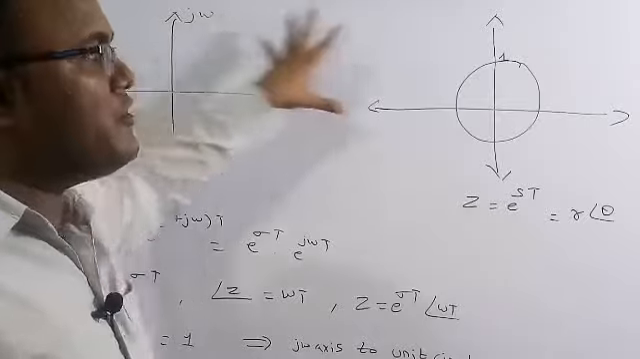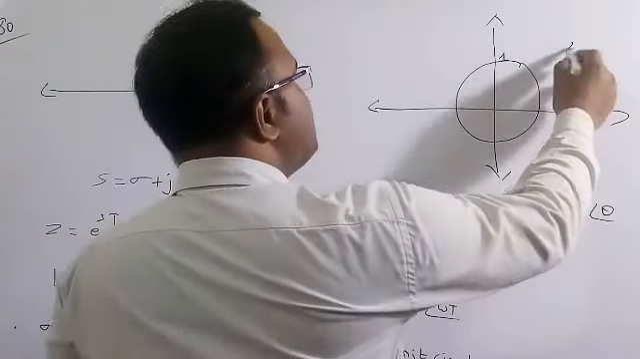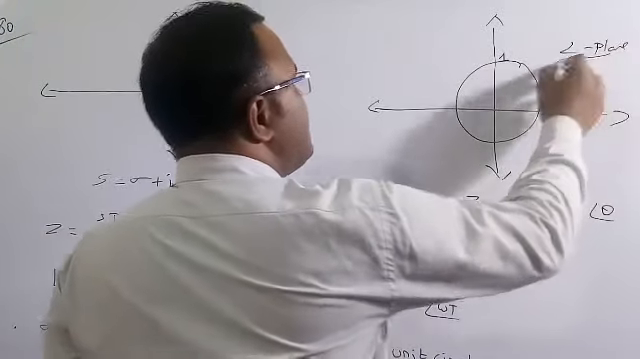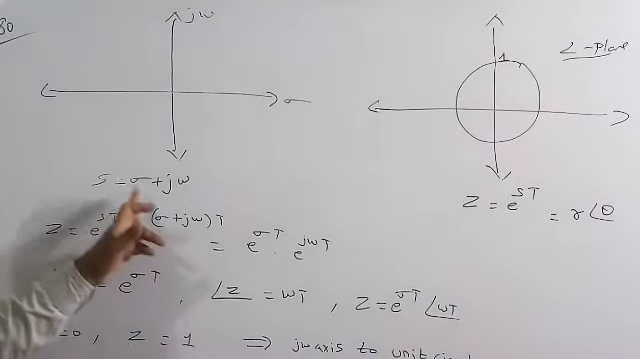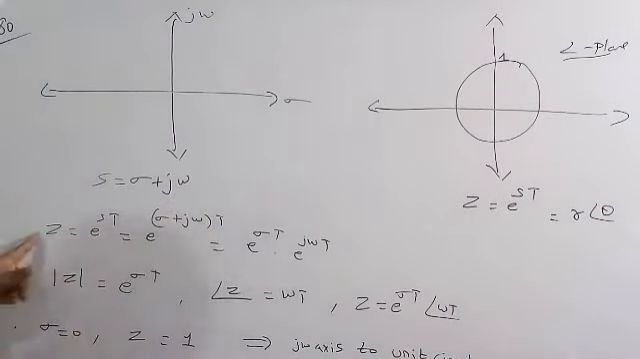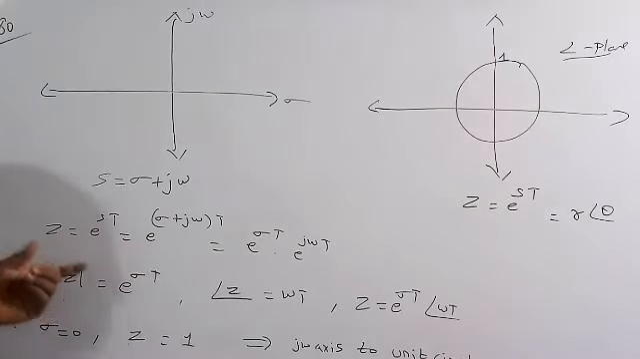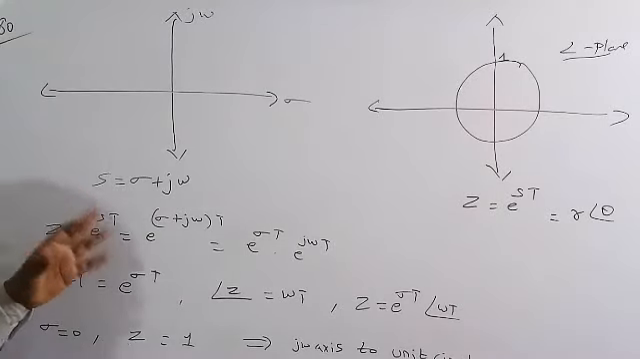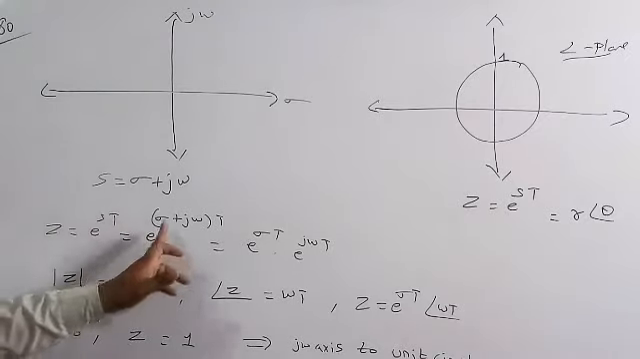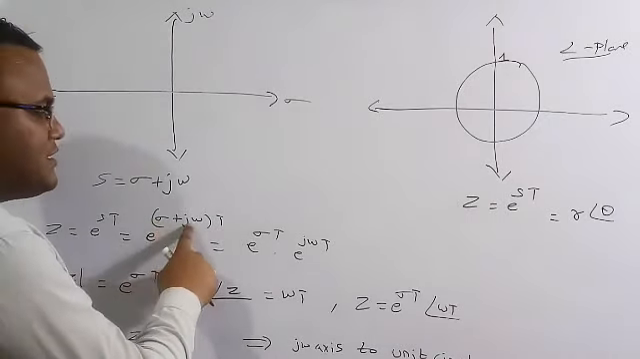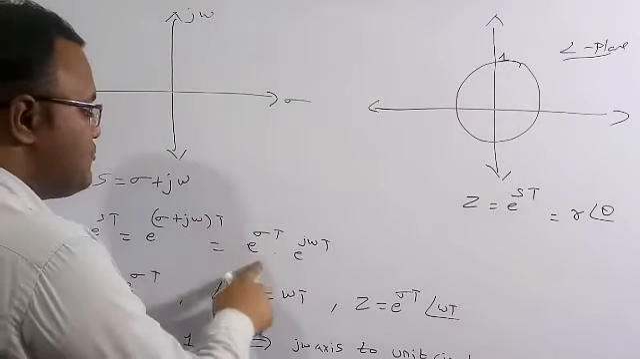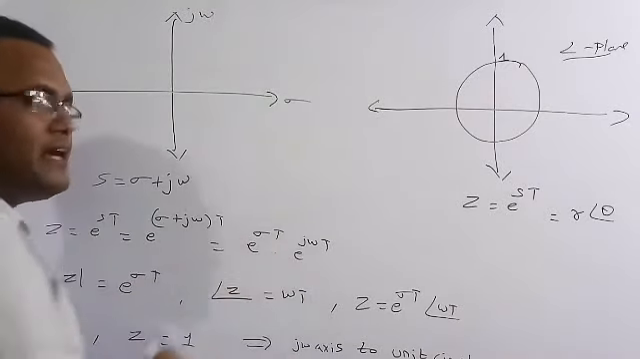So this s plane we are going to convert to the z plane. What is the procedure? We all know s is equal to sigma plus j omega. But here z is equal to e to the power of sT, which is already given. So in place of s, I am going to substitute sigma plus j omega. Now doing the multiplication, we get sigma T plus j omega T. Therefore z is e to the power of sigma T into e to the power of j omega T.